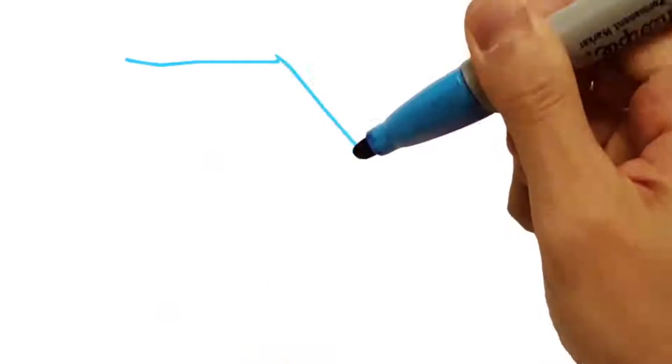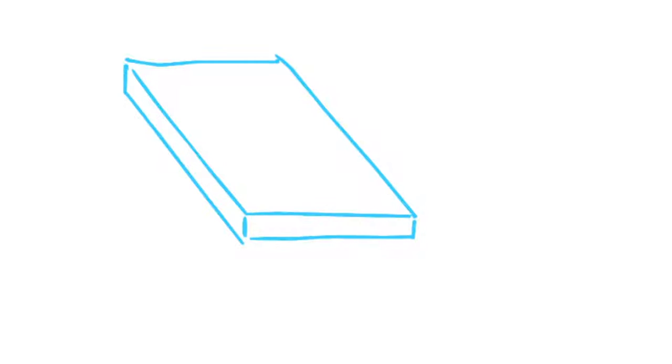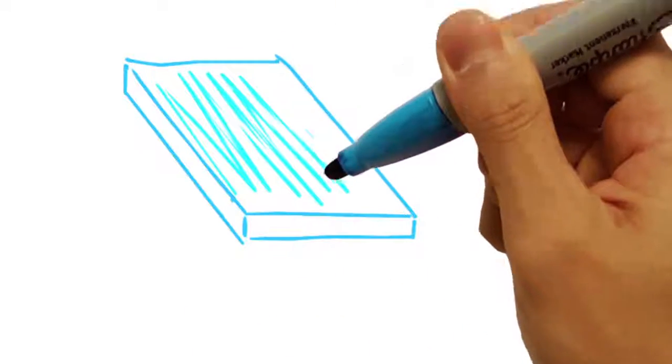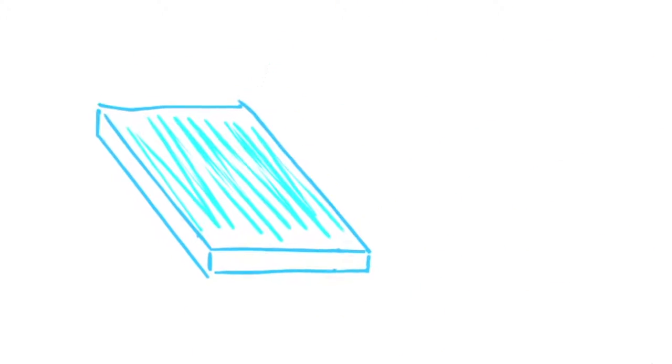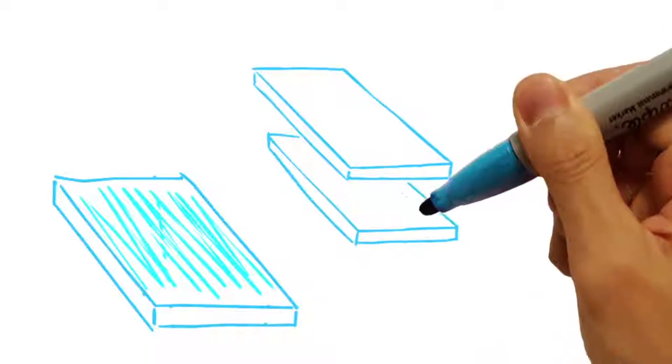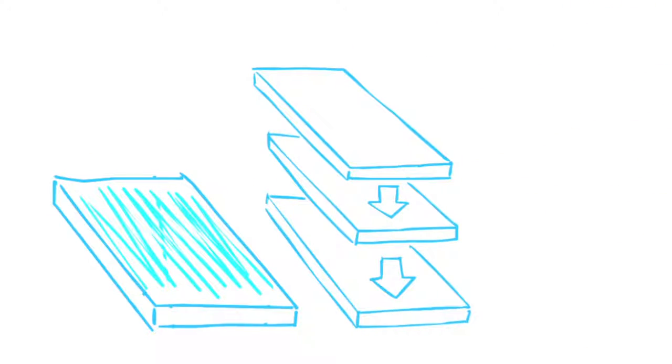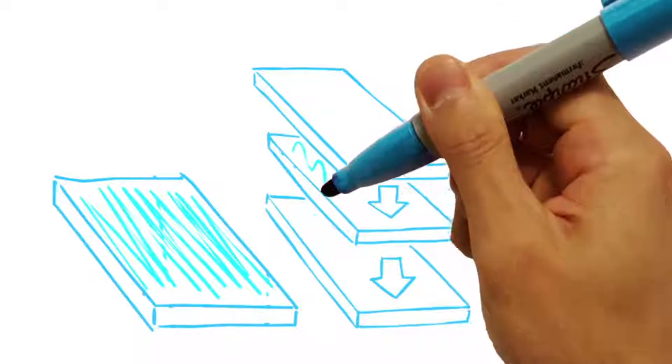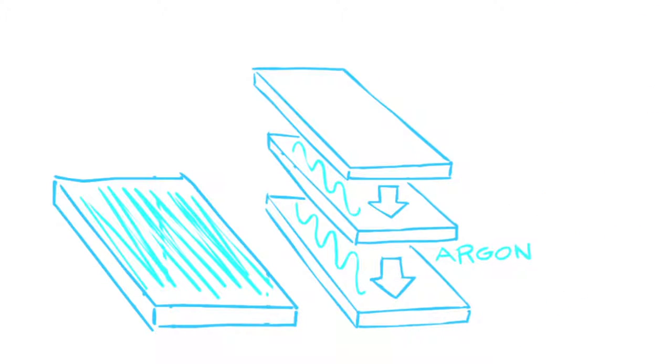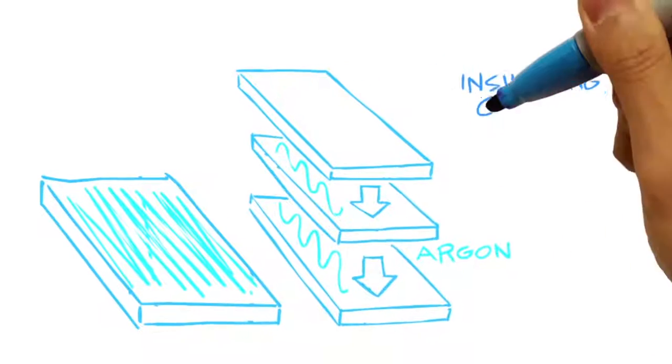Energy efficiency also has a lot to do with your window's anatomy, particularly the glass. Most windows feature two panes of glass, sometimes three. Inside those panes, there may be more than just air. Harmless gases like argon are often used to improve thermal performance.